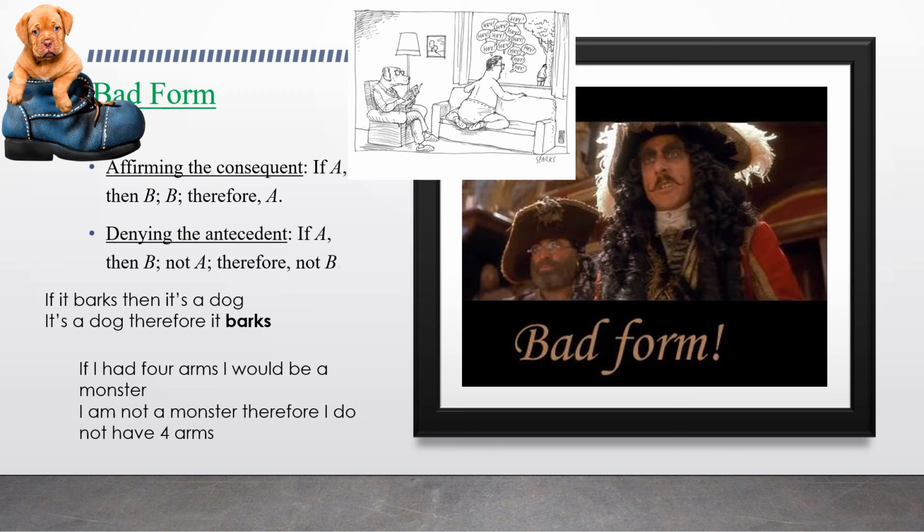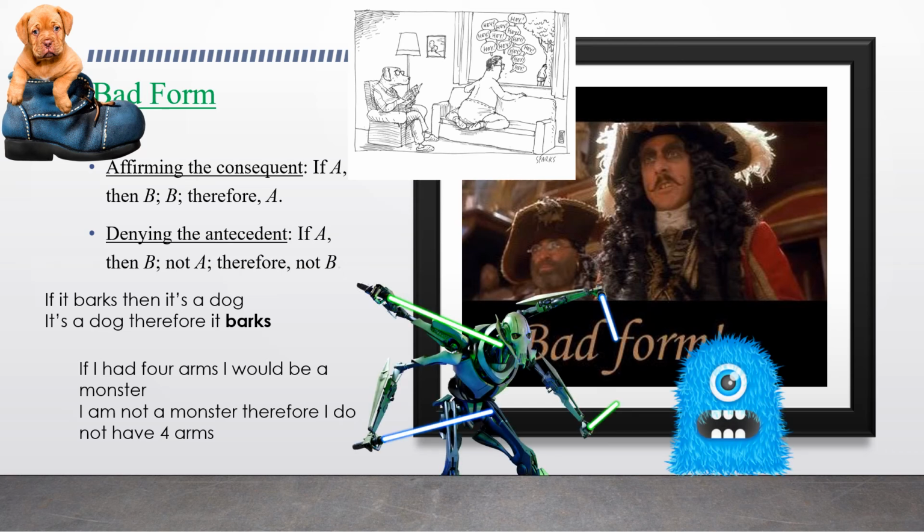If I had 4 arms, I would be a monster. I'm not a monster, therefore I don't have 4 arms. It doesn't follow. It doesn't logically work. Maybe you are a monster without any arms. Or maybe you have 4 arms and are indeed a monster. It doesn't really follow one way or the other, the way that denying the antecedent works.